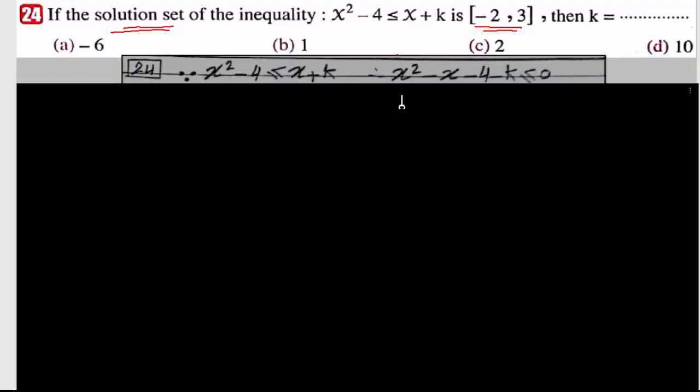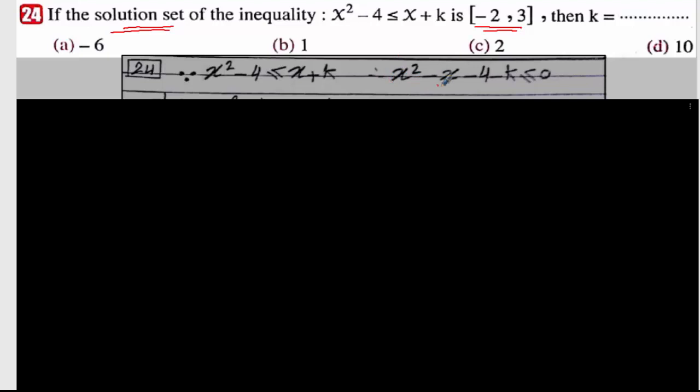Question number 24. If the solution set of the inequality x squared minus 4 less than or equal to x plus k is negative 2 and 3, then k equals negative 6, 1, 2, or 10. In this question, we have the solution set negative 2 and 3. So the set of zeros is negative 2 and 3. So I'll make an equation here.